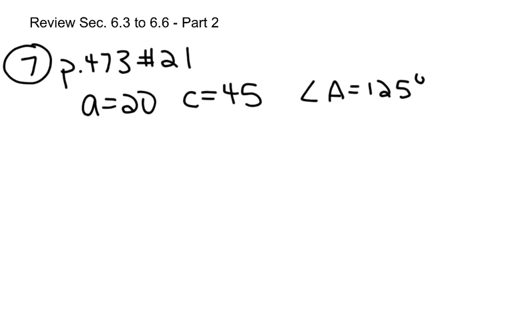This is the review for the quiz section 6.3 to 6.6, part 2. Problem 7 is on page 473, number 21. Using the law of sines, solve the triangle for all possible conditions.